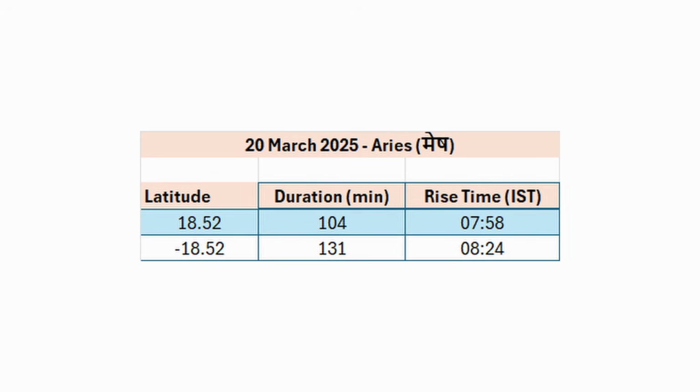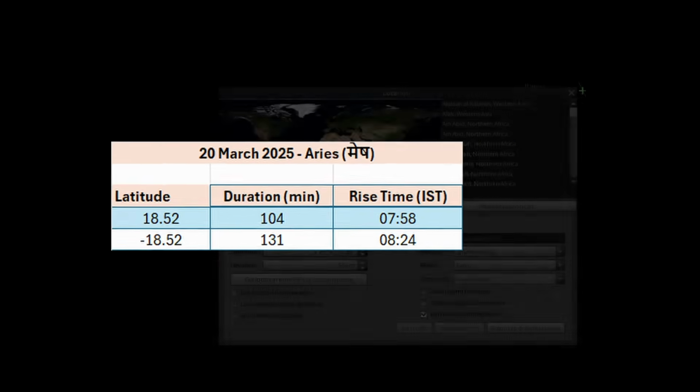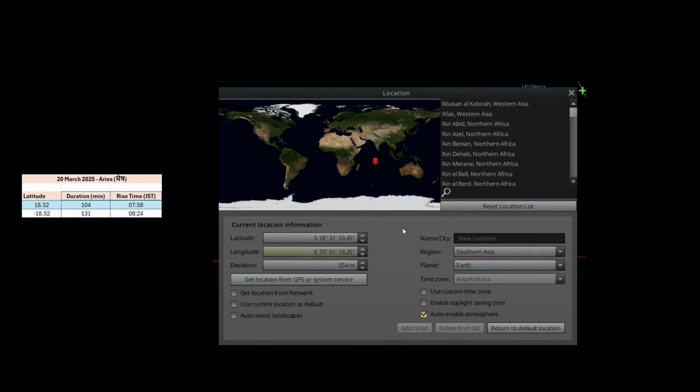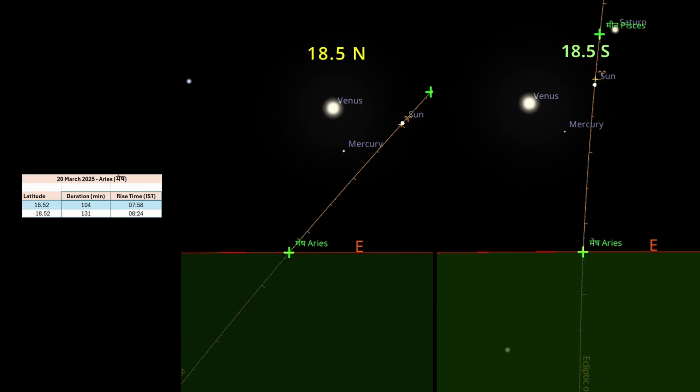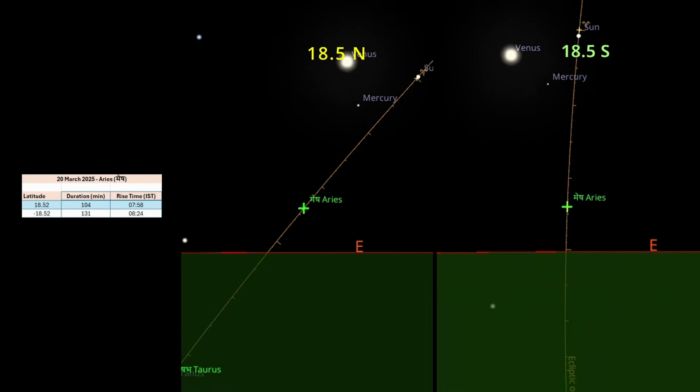Let us observe how duration changes with the hemisphere. We'll compare Aries at two locations keeping the longitude same. One is at 18.5 degree north and other at 18.5 degree south. As angle made with the horizon is different, duration changes.